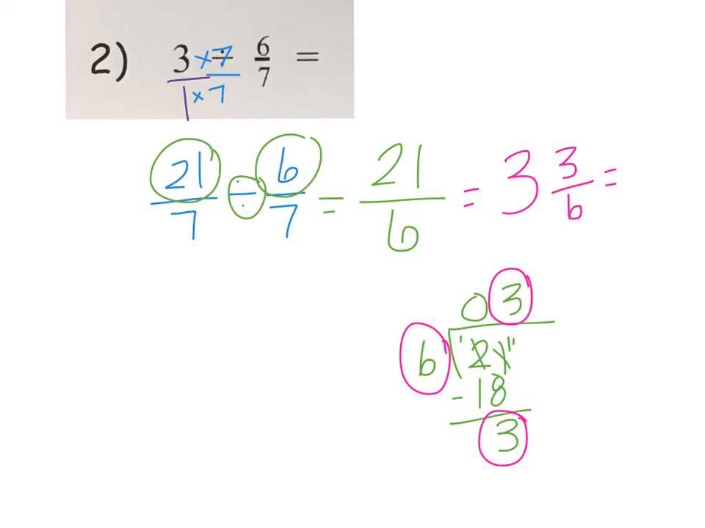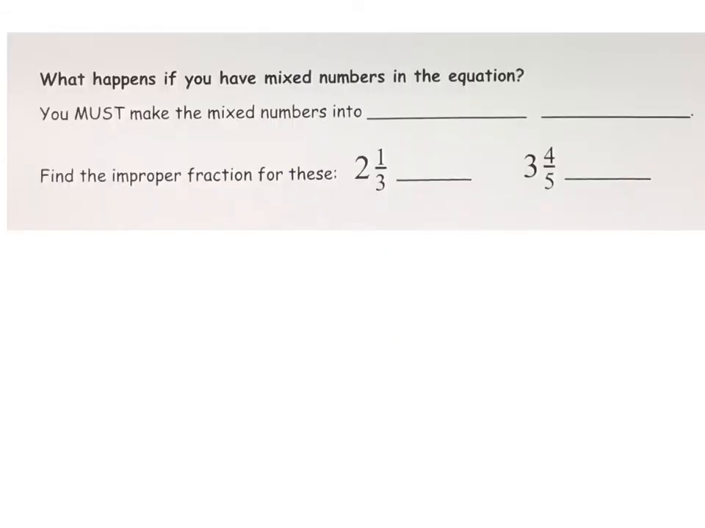And we just need to simplify that one more time. 3/6 is the same thing as 1/2 if I divide them both by 3. So my final answer for 3 divided by 6/7 is 3 1/2. So what happens if you have mixed numbers in your equation? The first thing you must do is make the mixed numbers into improper fractions. Go ahead and write that in.